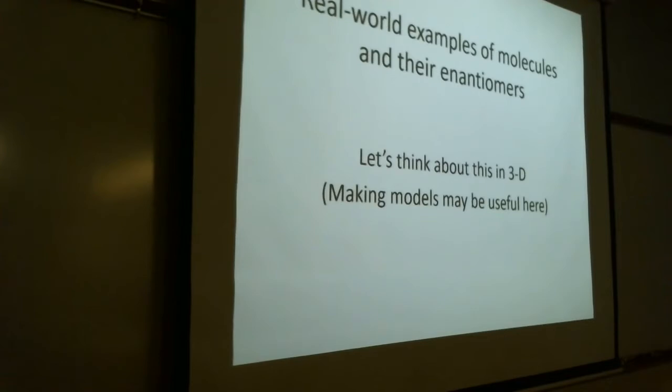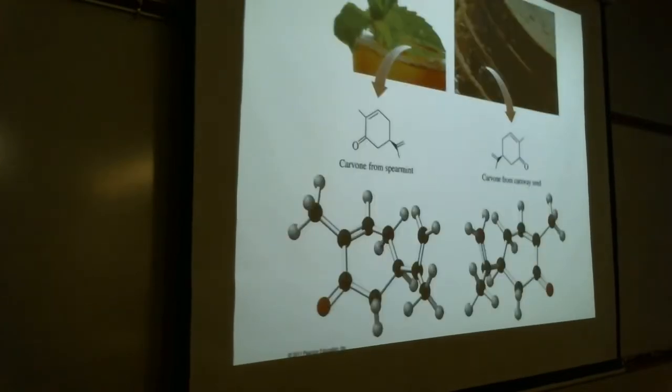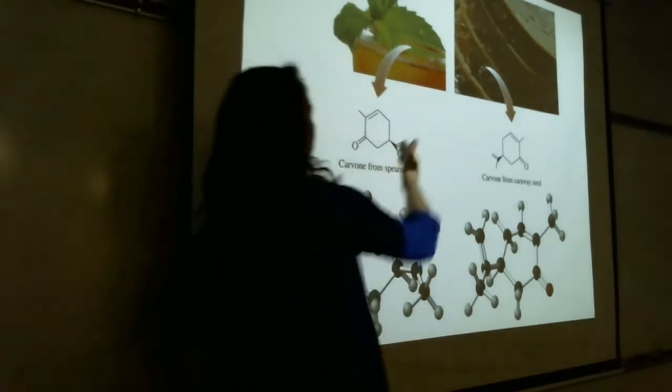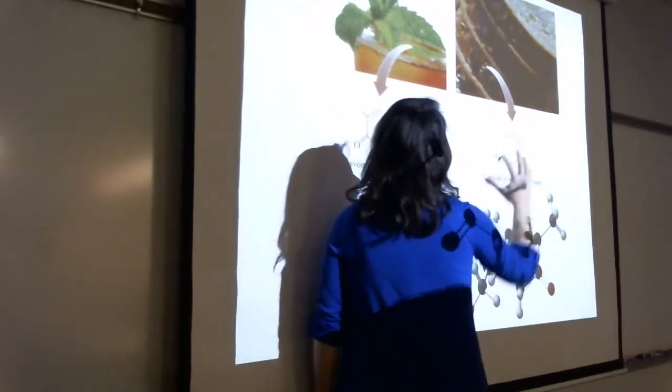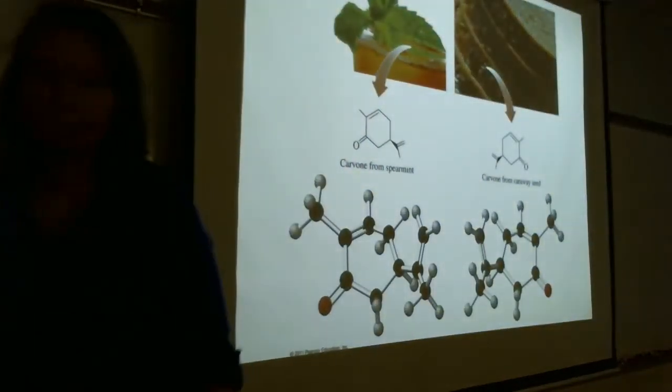Now, this happens in the real world. So here are two molecules. You know what spearmint tastes like, right? Mint. And caraway seeds, those are like fennel seeds, so think about rye bread. That's what we're talking about there. These two are enantiomers of each other. There's a mirror plane right here. But if I take this, I can't put it on top of the other.